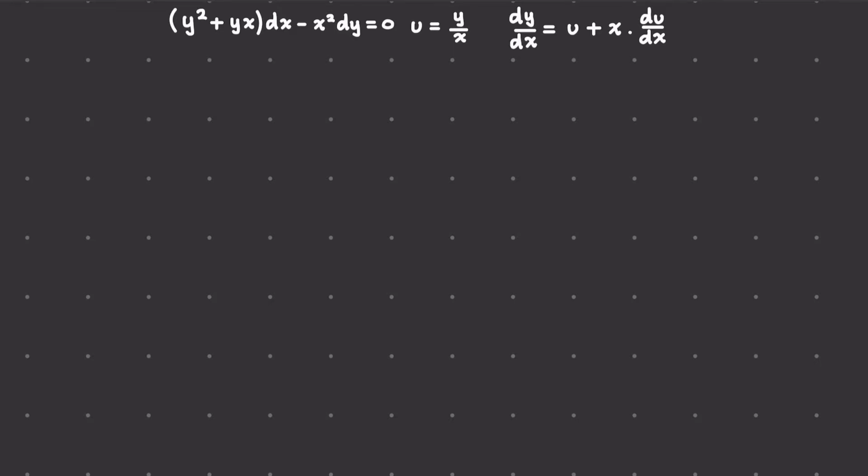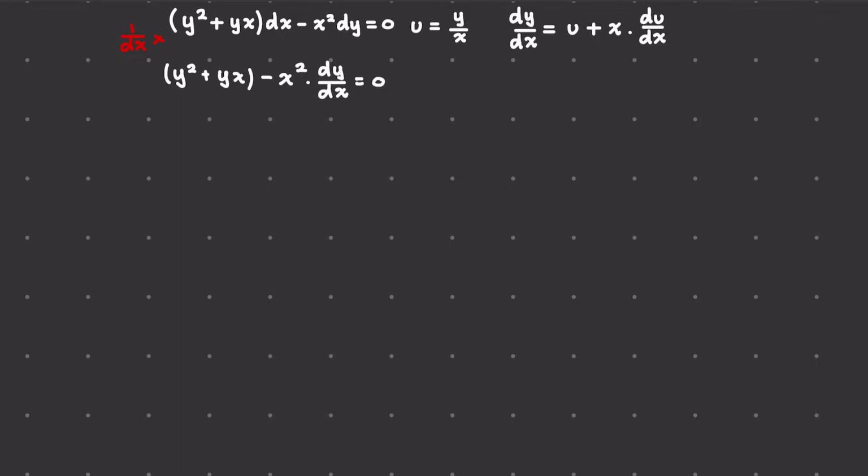I would like to first multiply everything here by 1 over dx, so that will give us dy over dx. And let me rewrite our differential equation here: y squared plus yx, okay, times dx. The dx will be crossed out here, minus x squared times dy over dx equals 0. And this is what we wanted, because we want to substitute later with this thing here.